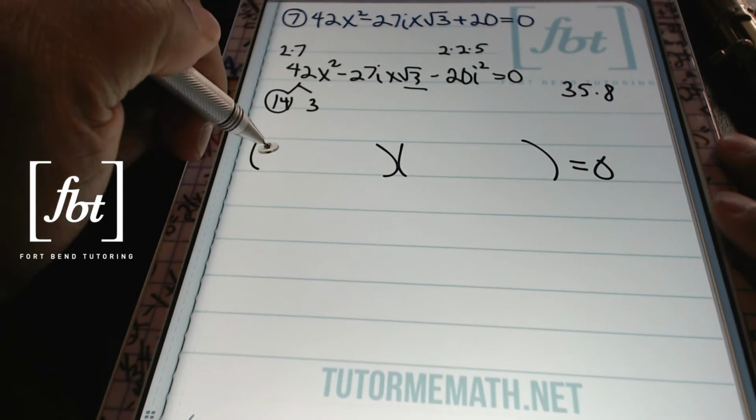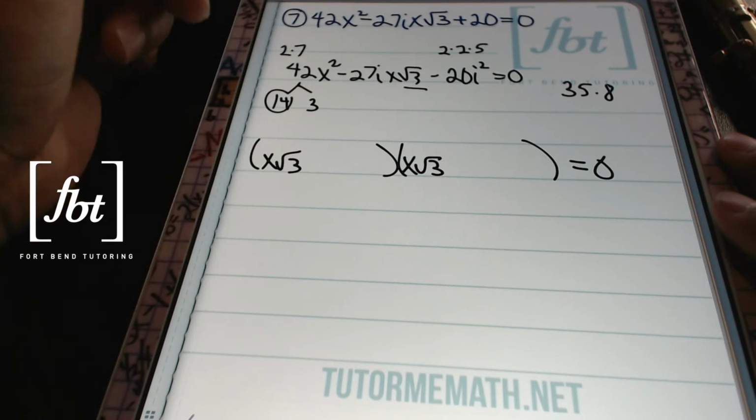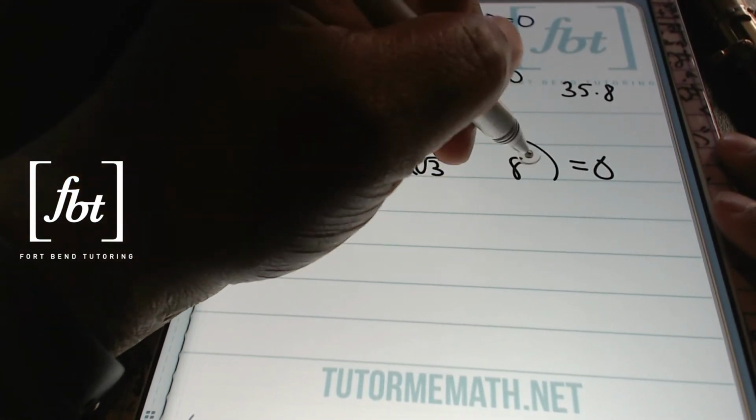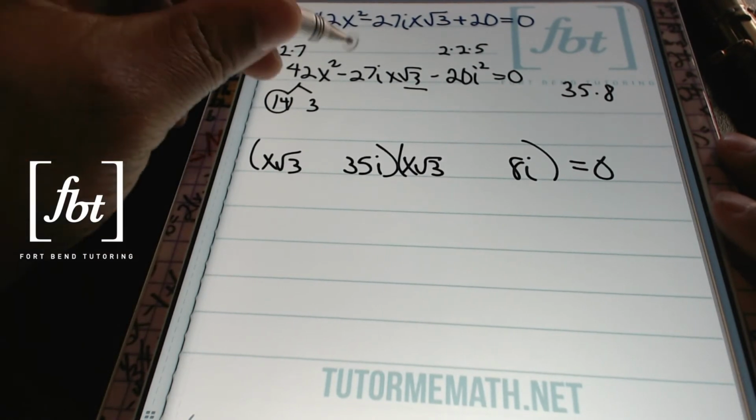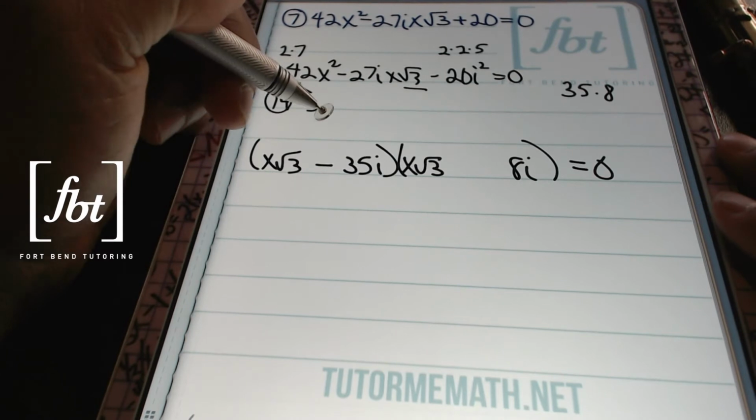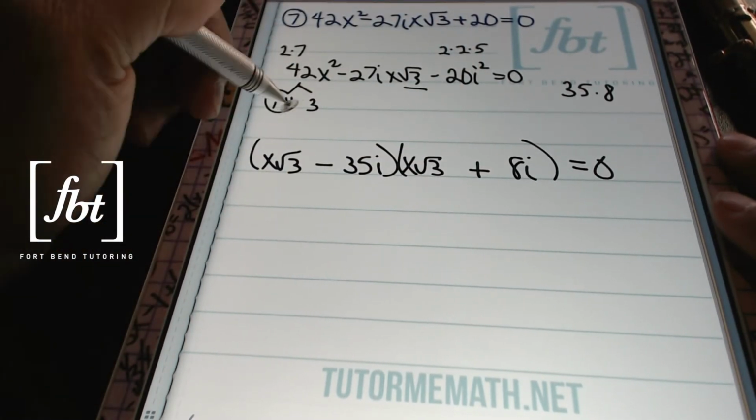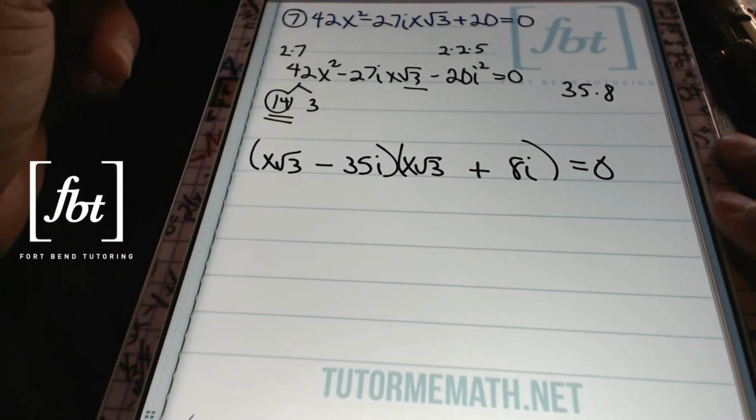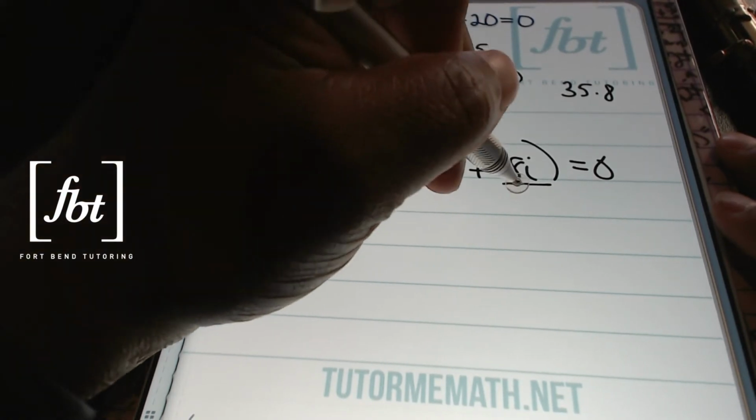So I'll be writing this as x times the square root of 3, like so, and then I'll be using 35i and 8i to take care of the imaginary number. I know that I need to subtract to get a negative 27, so that means that the 35 needs to be negative and the 8 needs to be positive. And because we have a leading coefficient of 14, don't worry about the 3, it's being taken care of with the radical here. We'll divide both the 35 and the 8 by 14.